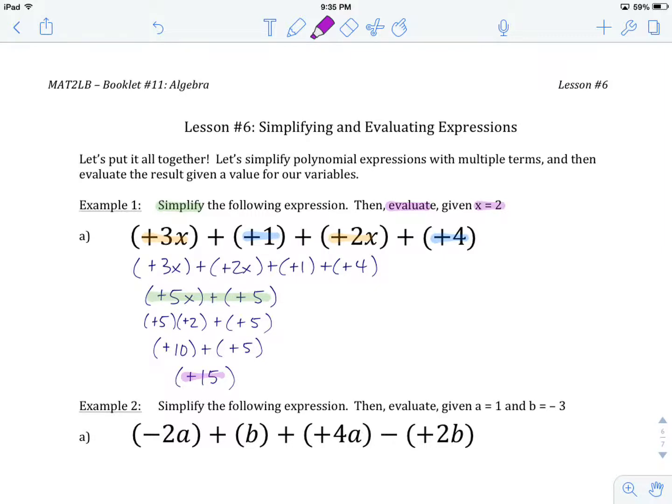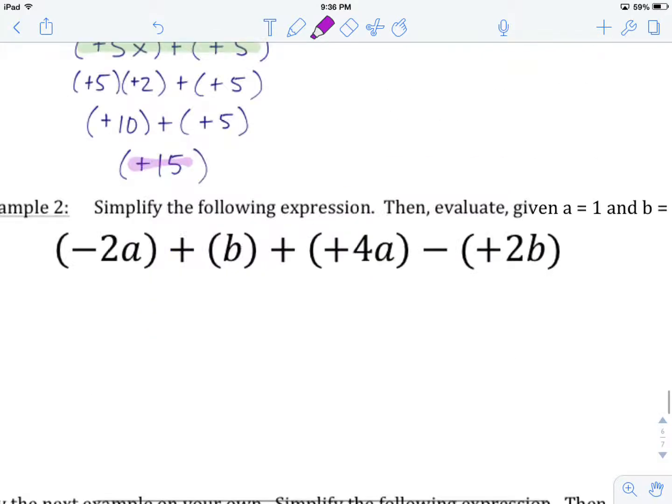So there we have two things happening: simplifying, boom, getting it down to the smallest number of terms that still include the variables, and then evaluating, taking a particular value for the variable, substituting it in, and then doing all the operations. So these are a little bit time consuming. Let's try example number 2 here together, and then we'll leave you guys to try the third one on your own. Simplify the following expression, then evaluate given a equals 1 and b equals negative 3. Okay, same instruction. Simplify first, then evaluate using these two particular values for the variables.